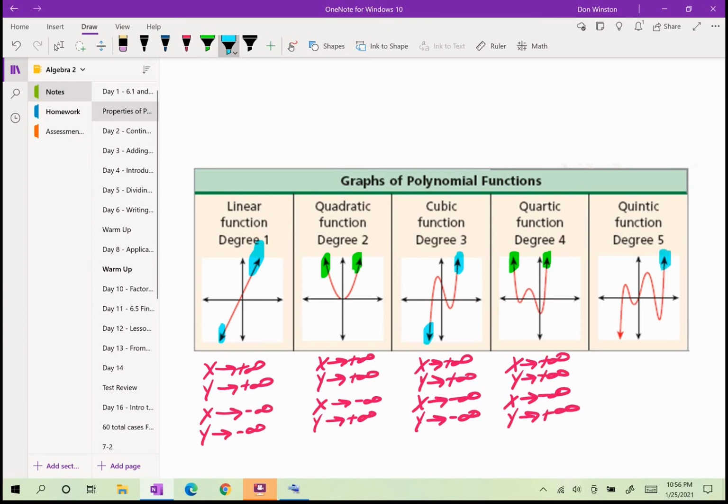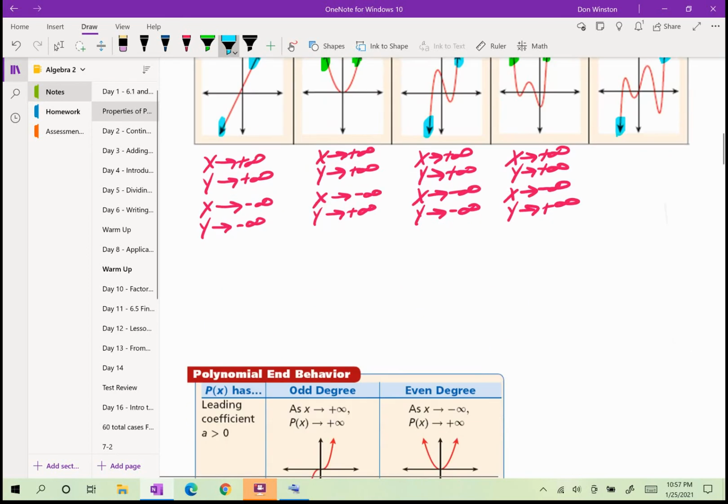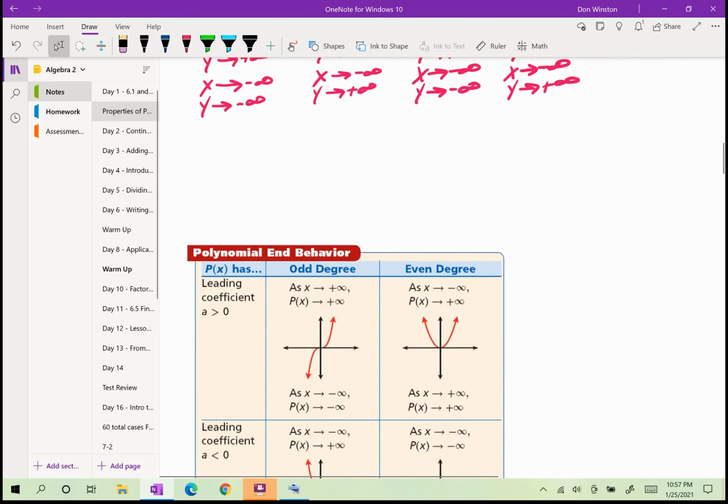And then for degree 5, the end behaviors are going in opposite directions. One goes to positive infinity, one goes to negative infinity. So for even degree polynomials, the end behavior on both ends will go in the same direction. Odd degree, the end behaviors go in opposite directions. So we have the polynomial end behavior.